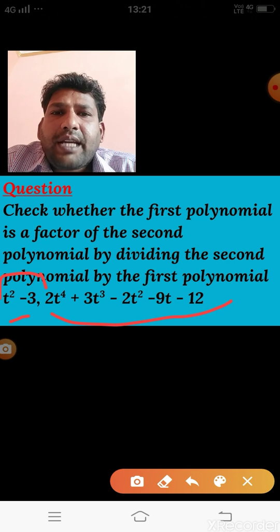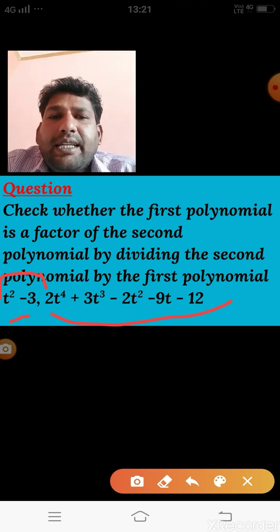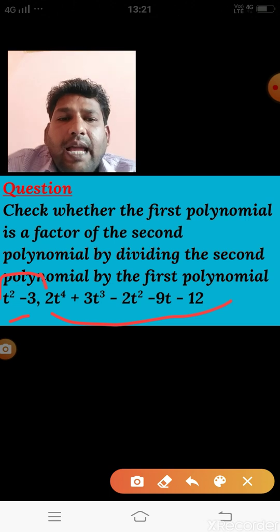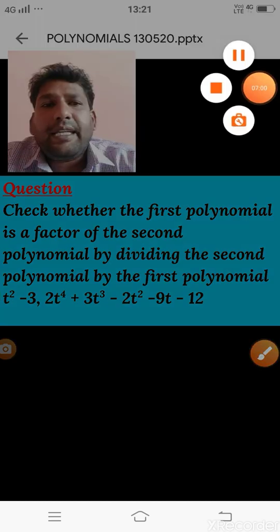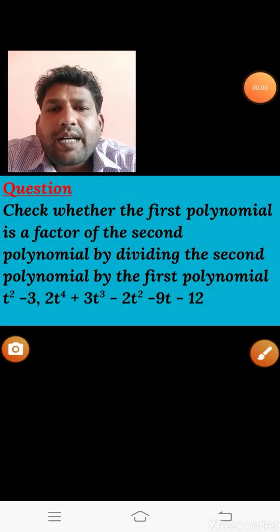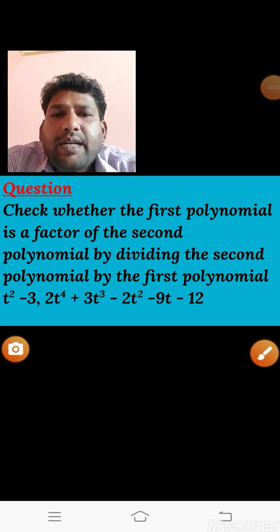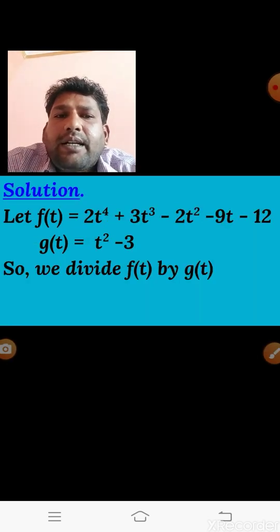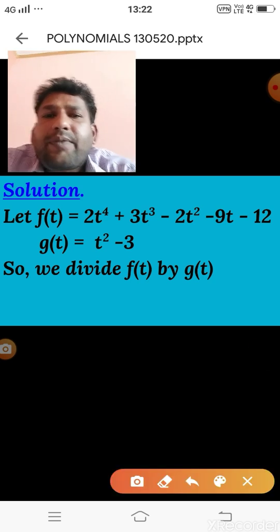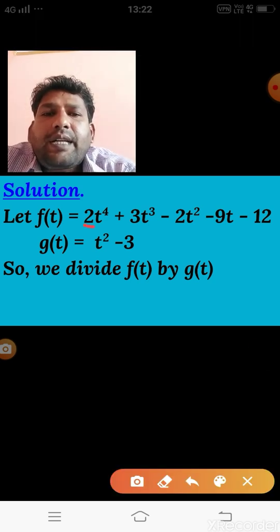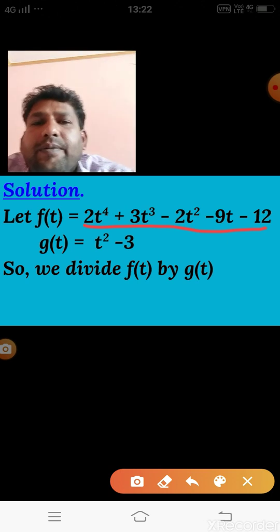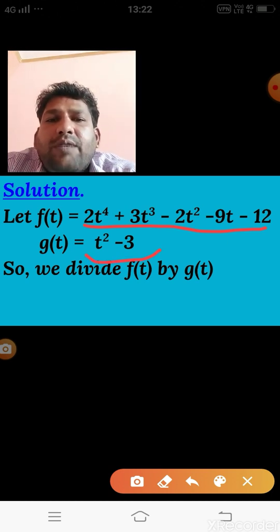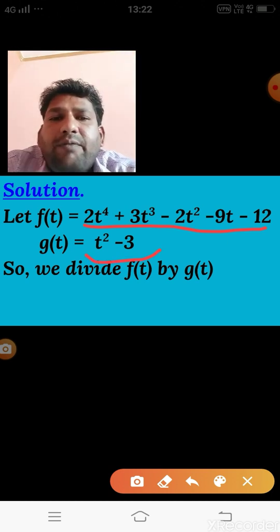What we are observing here, the variable is t. If the variable is t, we are getting polynomials; these two are polynomials having variable t. Then we divide these two polynomials and check whether we are getting the remainder as 0 or not. The dividend we are taking as the first function, f(t), and the divisor as g(t), and we have to divide f(t) by g(t).